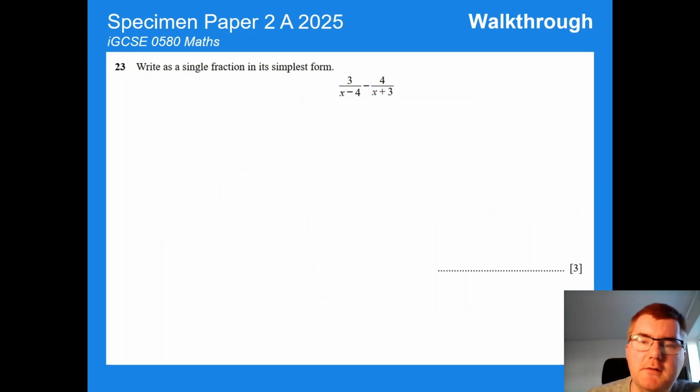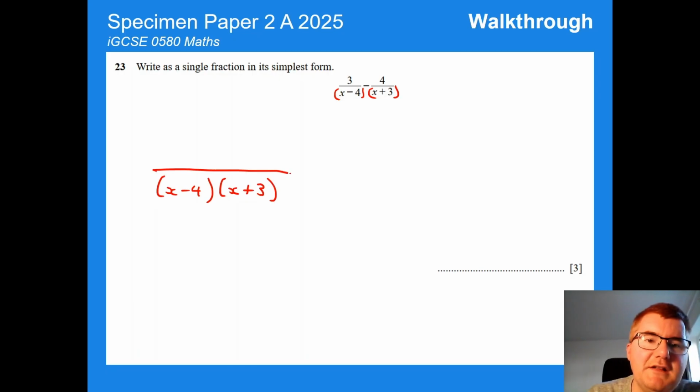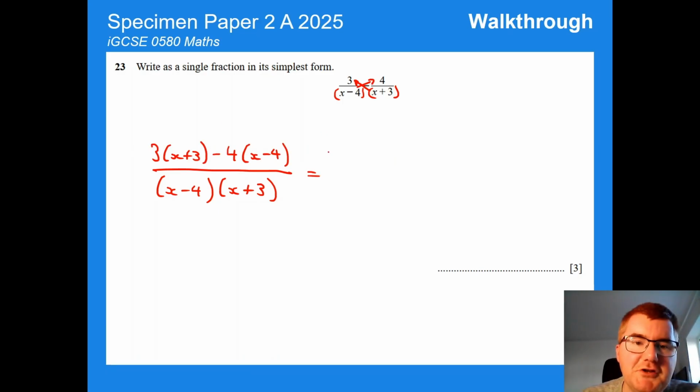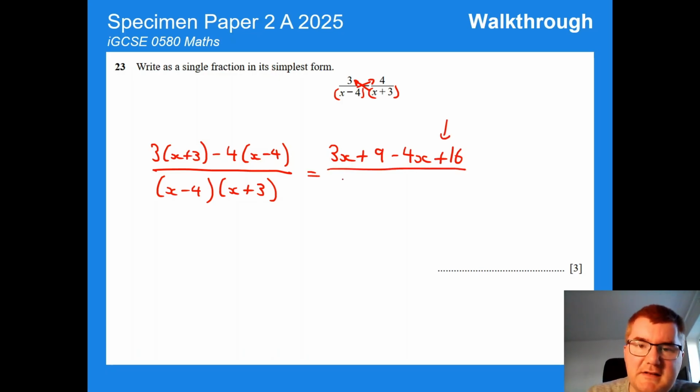So I'm going to do some cross multiplying to get our common denominator. To get our common denominator, we're just going to put the 2 brackets together. Then to work out the numerator, we do this times this, this times this. So we get 3 brackets x plus 3 minus 4 brackets x minus 4. Then we do some expansion, so we get 3x plus 9 minus 4x plus 16. Be very careful, 2 minuses making a plus.